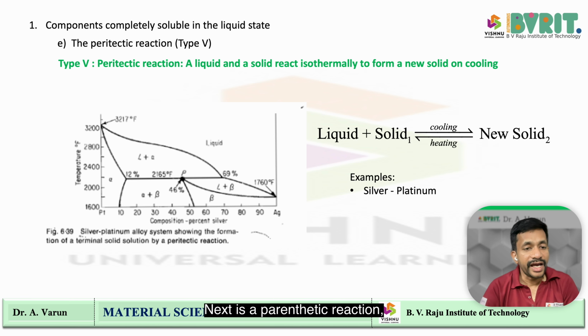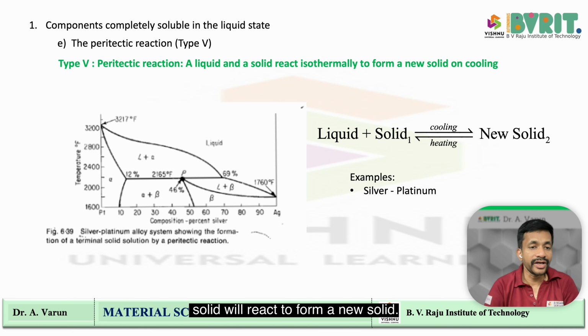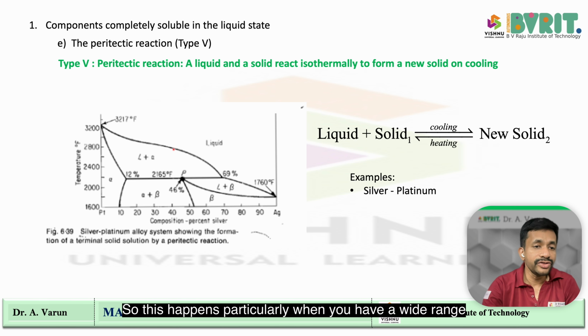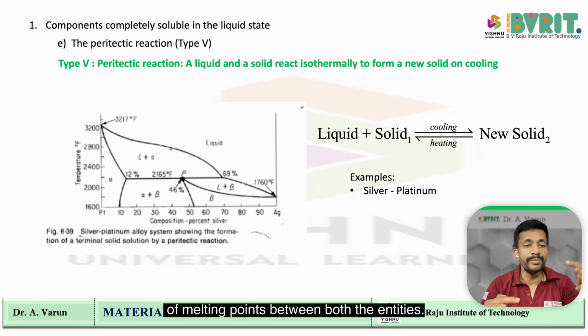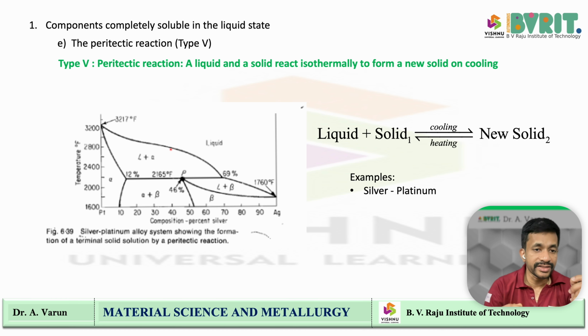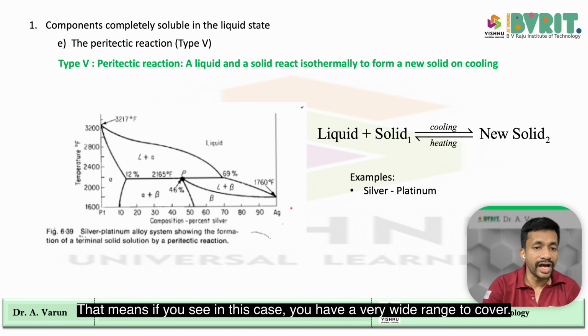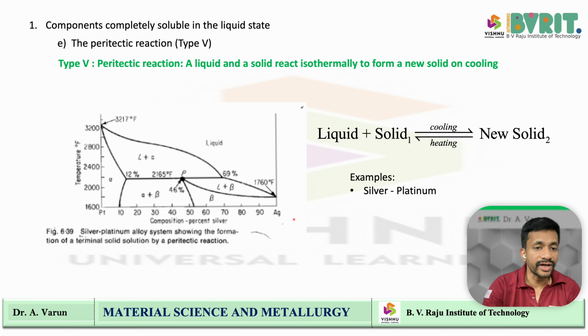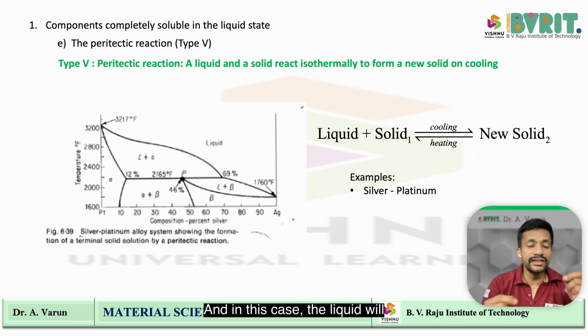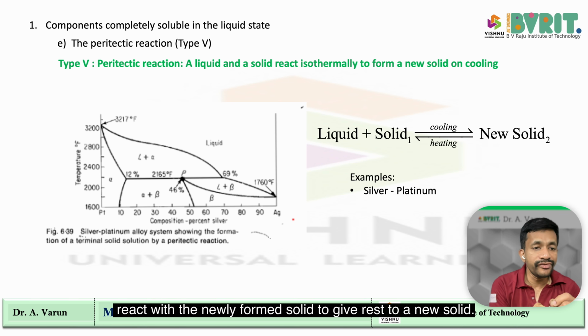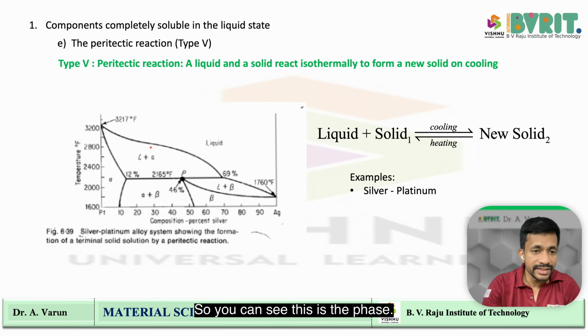Next is a peritectic reaction, wherein the liquid and solid will react to form a new solid. So this happens particularly when you have a wide range of melting points between both the entities. That means if you see in this case, you have a very wide range to cover. And in this case, the liquid will react with the newly formed solid to give rise to a new solid. So you can see this is the phase.